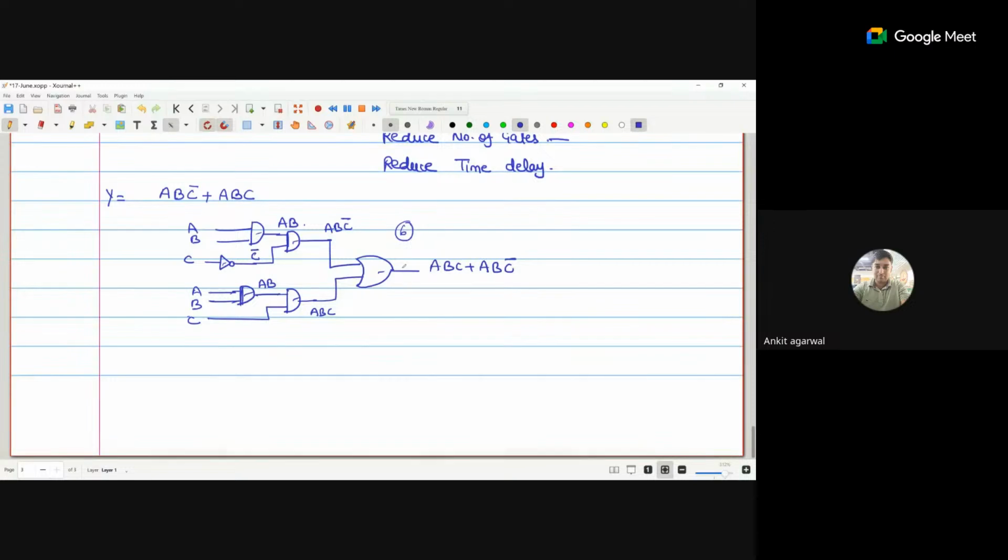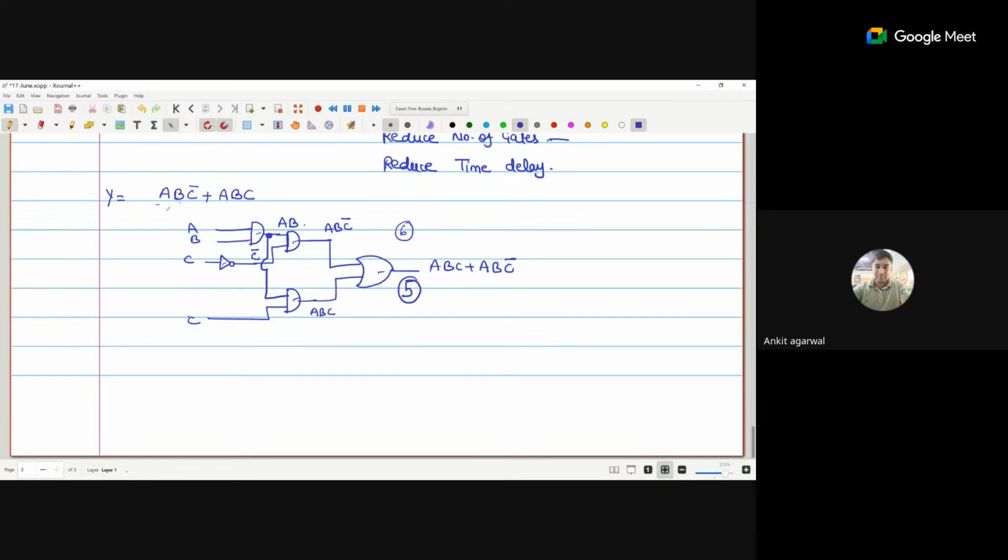The second way: if AB is already implemented here, why do we require one more AB? So we eliminate this particular AB gate and take this AB from here, because we are already getting AB here. So how many gates do we require? 5 gates. So we reduced one gate.